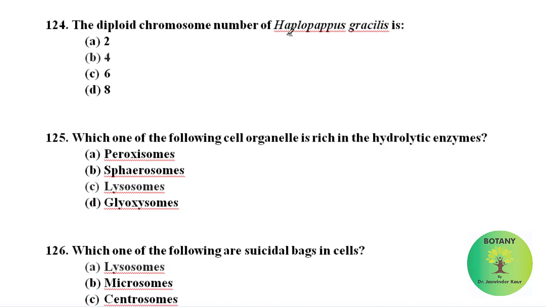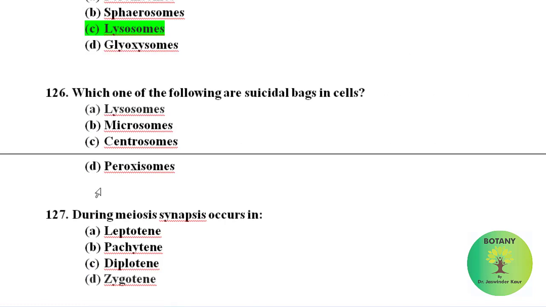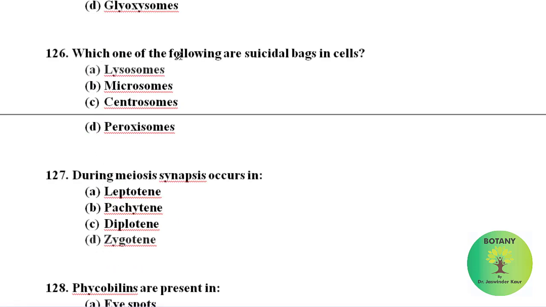The diploid chromosome number of Haplopappus gracilis: its haploid number is 2, therefore its diploid chromosome number will be 4. Which one of the following cell organelles is rich in the hydrolytic enzymes? Among these, lysosomes are rich in hydrolytic enzymes. Which one of the following are suicidal bags in the cell? In the cell, suicidal bags is the name that is given to lysosomes.